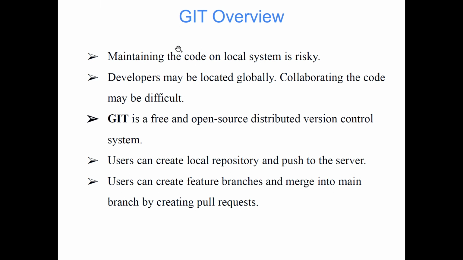Developers may be located globally. Collaborating on the code may be difficult. That's also possible. I'm working on one functionality. You are working on another functionality. If your code will be on your system and my code will be on my system, how will it work together? Definitely, at some point of time, we have to combine our code. So, with this Git concept, team members, whether they are globally located or they are at the same location, can collaborate, they can easily manage their code.